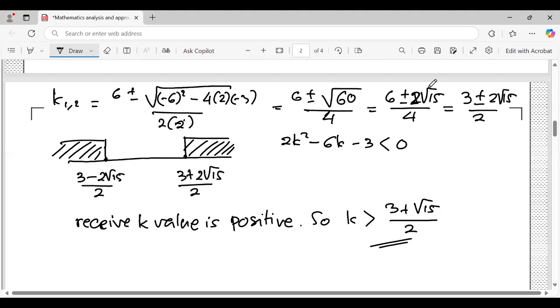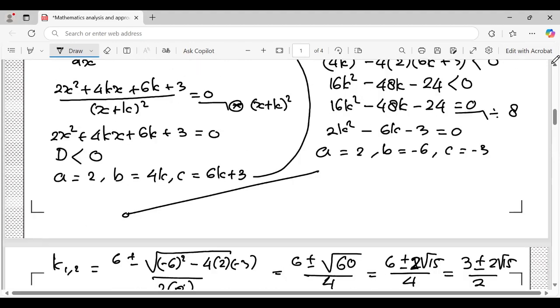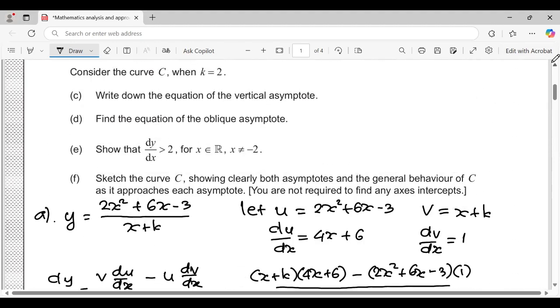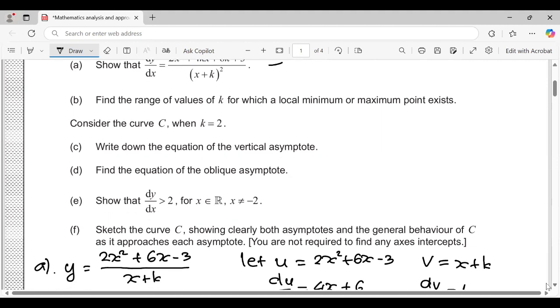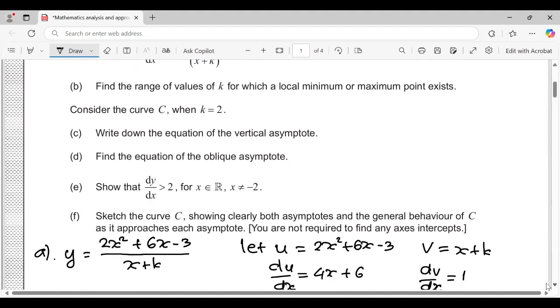And the next question. Consider the curve C when k equal 2. Okay. Write down the equation of the vertical asymptote. The vertical asymptote. Okay. Let's scroll down first.